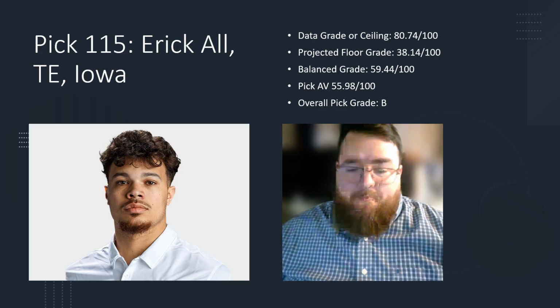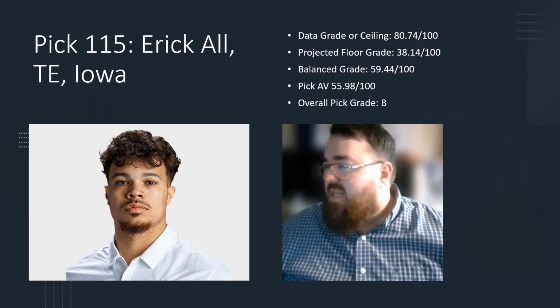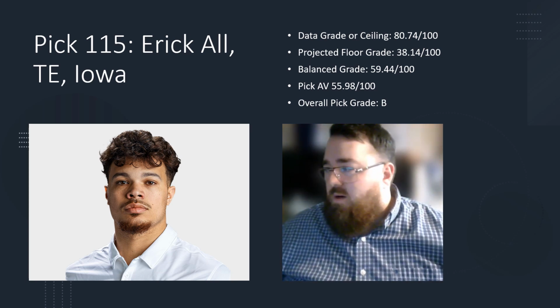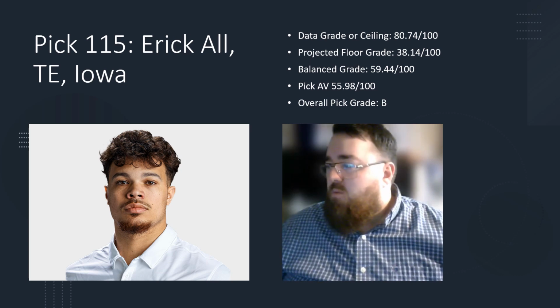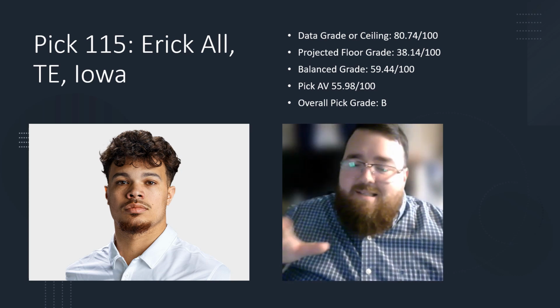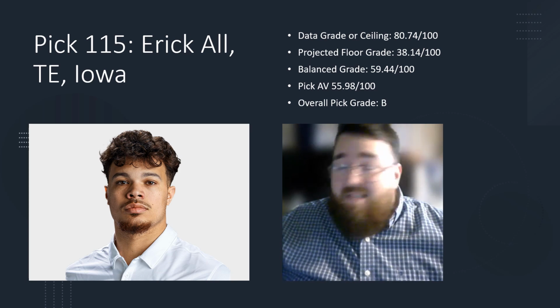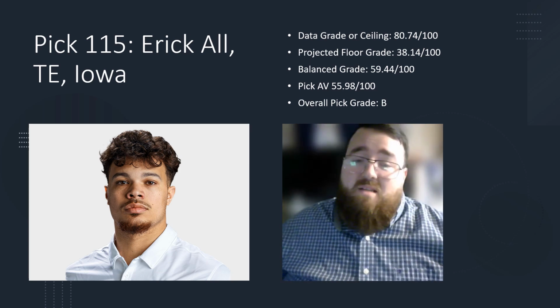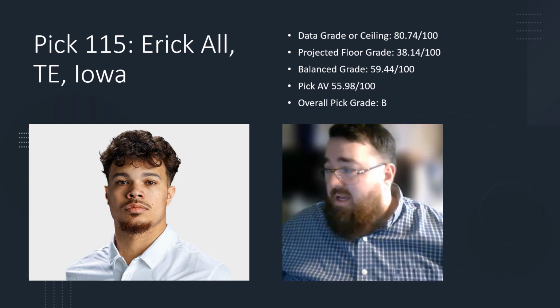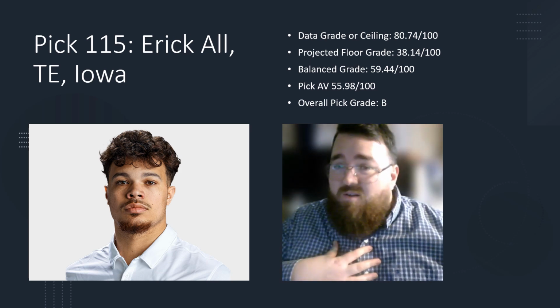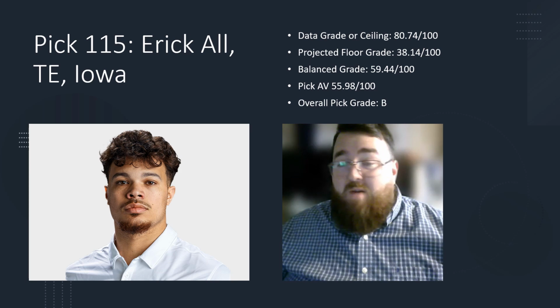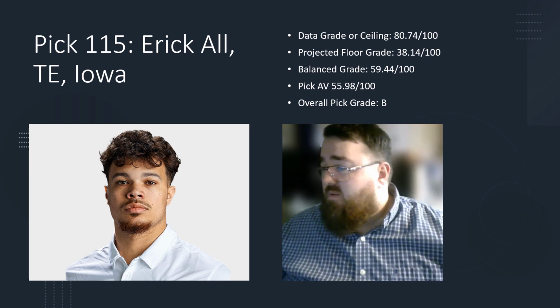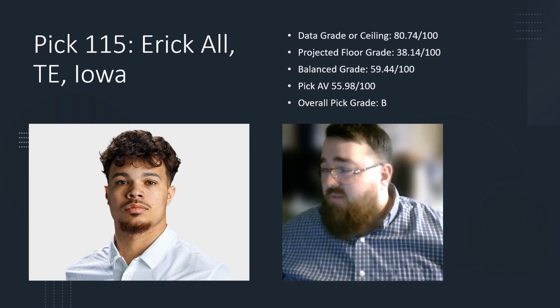Next up, we have pick 115, Eric All, tight end from Iowa. His data grade is 80.74 out of 100. He had a 38.14 floor grade. This is just all the tight ends where he was drafted typically had a 38 percentile overall grade for how he tested. So all the 80 percentile tight ends typically did that where he was drafted. His balance grade is 59.44, and the average AV for where he was selected is 55.98 out of 100.